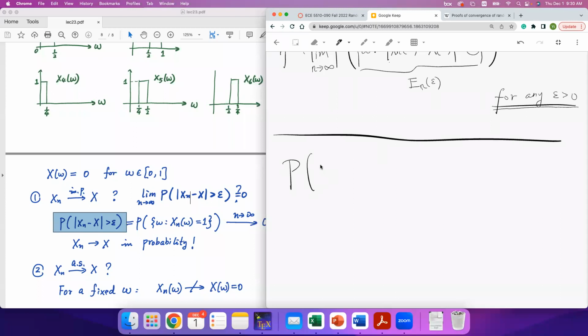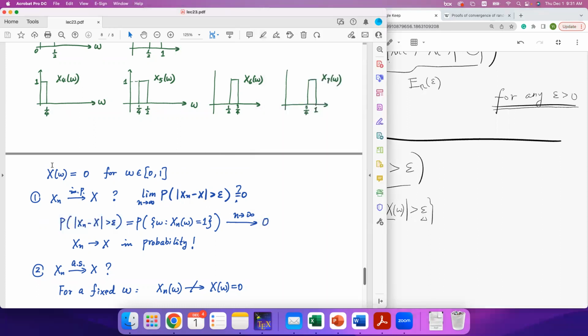So I'm looking at the probability of this event where |xn - x| is bigger than epsilon. And this is a simplified notation, right? To be precise, it means the set of outcomes where |xn(omega) - x(omega)| is bigger than epsilon. Now, this epsilon is fixed and arbitrary, so we don't need to care about it first. Let's look at these two random variables, x and xn. We want to figure out all these omegas such that their deviation is bigger than epsilon.